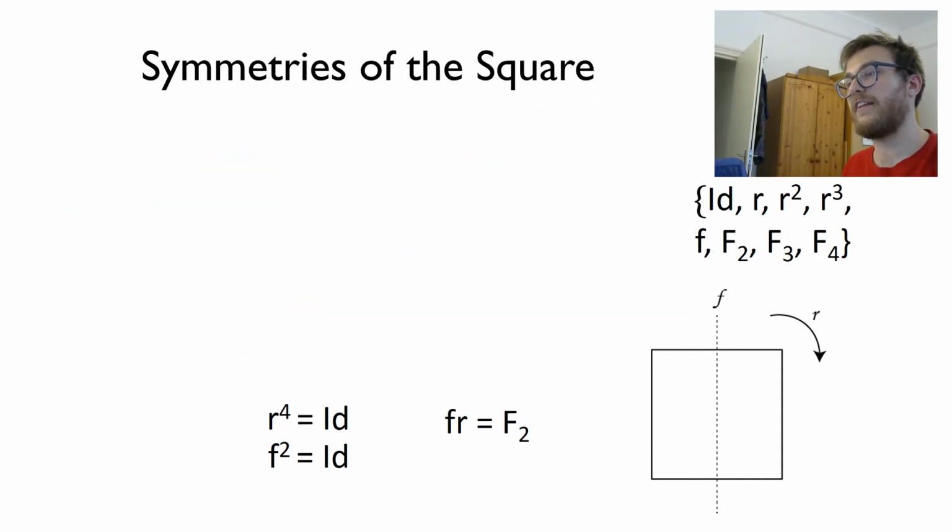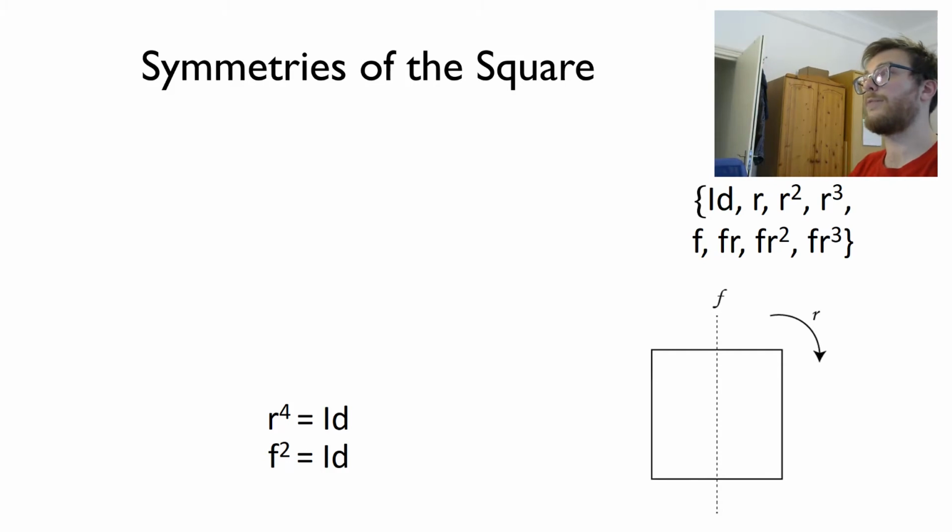Okay, so if we do that, we'll see that if we do F and then R twice, we get F3. And if we do F and then R three times, we get F4. So our collection of symmetries can be written just in terms of F and R.